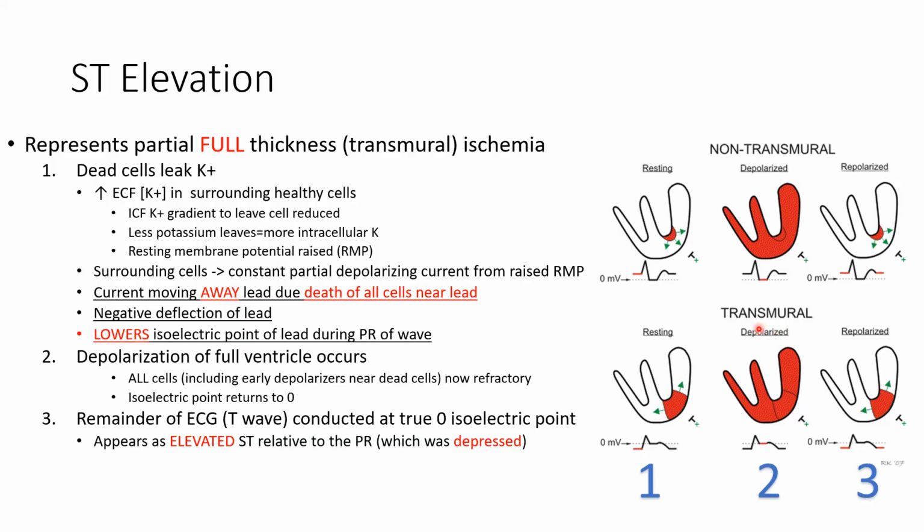Then, when you get a full depolarization, all cells fully depolarize. It resets the isoelectric point back to 0, and the rest of the interval is conducted at the new isoelectric point, which is why the ST segment appears elevated relative to the PR segment, which was depressed. You don't have to know why these things occur, but I think it's valuable to remember, so that's why we went through them. The key is to be able to identify ST segment depression and elevation.